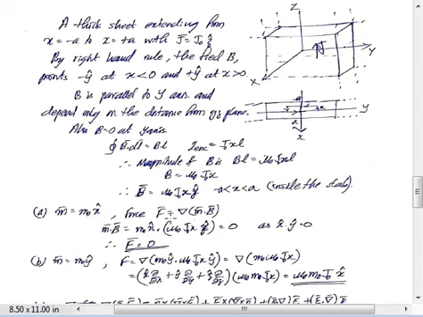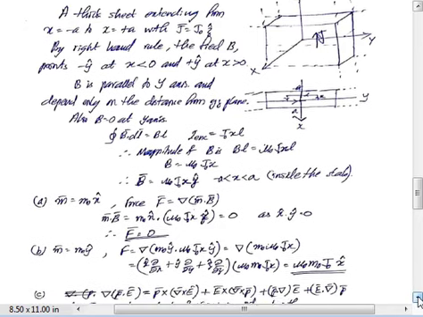Therefore, force F is equal to del of m dot B. Here m dot B is equal to m0 x cap dot mu0 j0 x into y cap. x cap dot y cap is equal to 0. Therefore, the force experienced by that dipole will be 0.